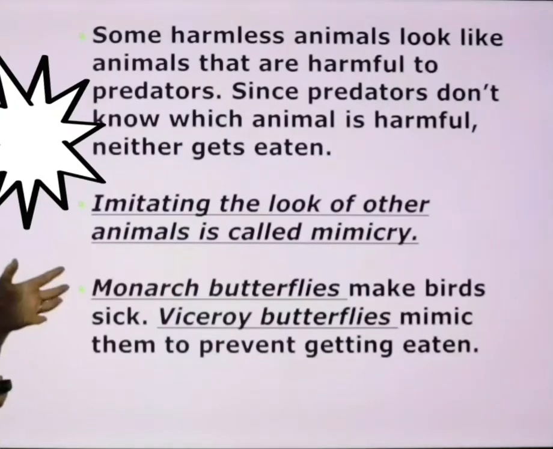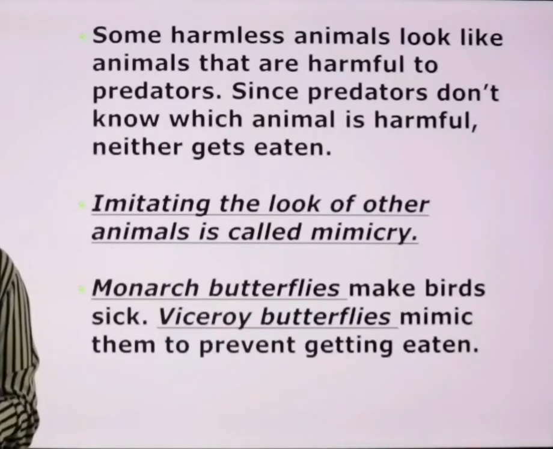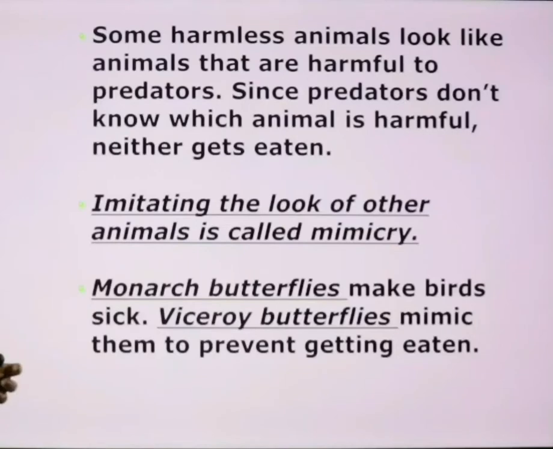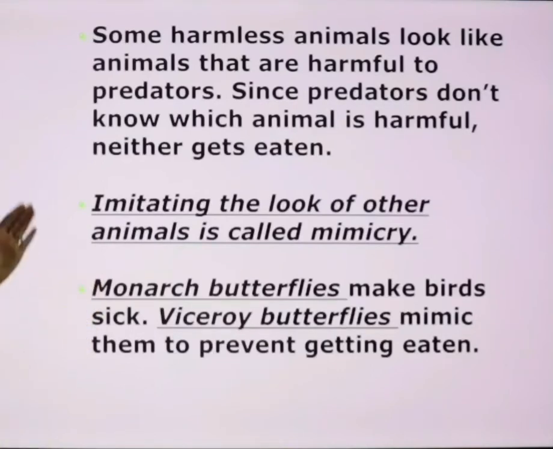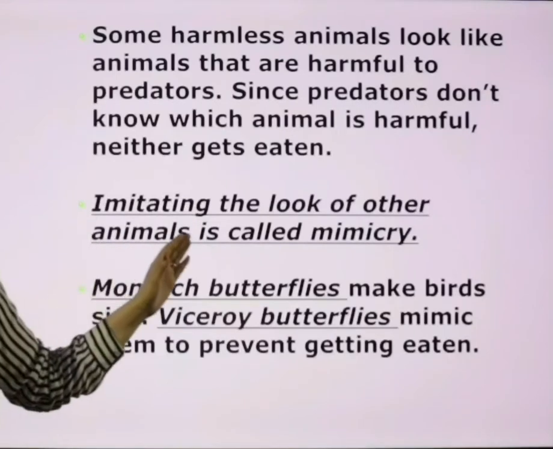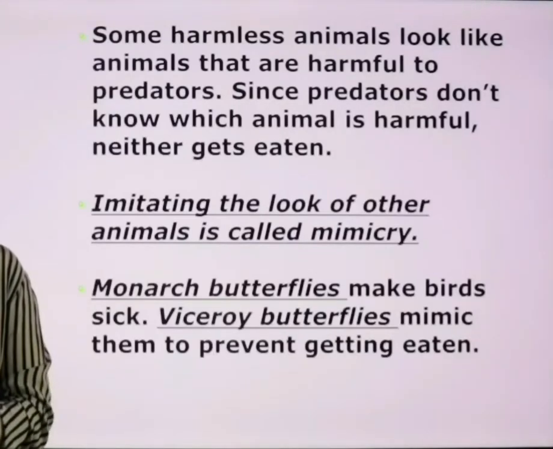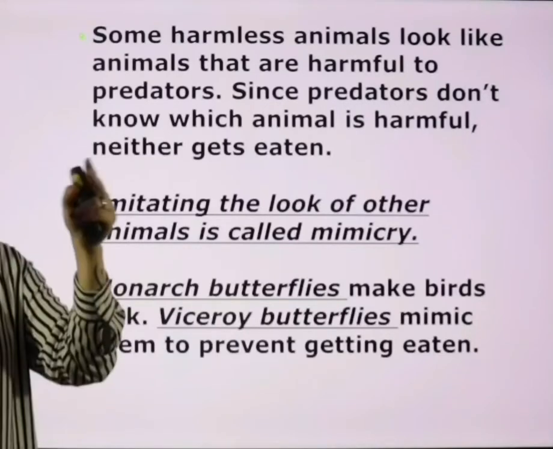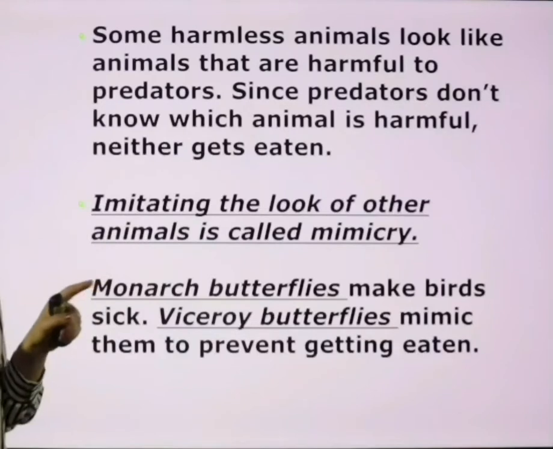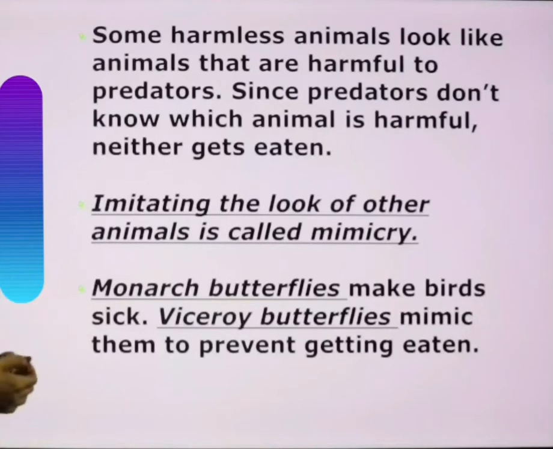Some harmless animals look like animals that are harmful to predators. So there are some harmful animals and some animals that are not harmful, they're friendly and tame. Since predators don't know which animal is harmful, neither gets eaten. I'll give you an example in a minute. Imitating the look of other animals is called mimicry. So, in this PowerPoint, we will learn about two kinds of structural adaptations, camouflage and mimicry. Camouflage is blending with the surroundings or nature. Mimicry is imitating or making yourself just like another living thing.